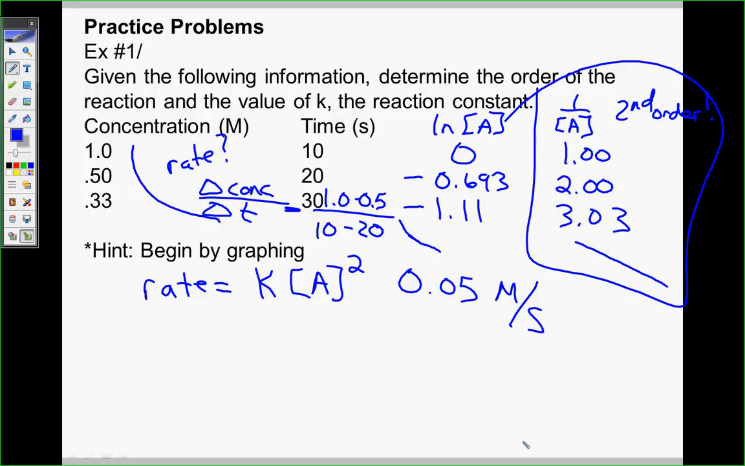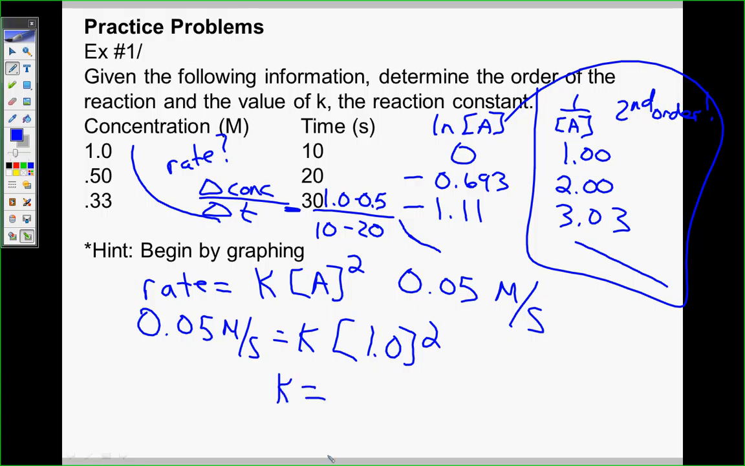Now can we solve for this? Yeah. What do I need to do? What do you want to use? One? Yeah, makes it easy. 0.05 liters per mole. What is the answer going to be? Liters per mole second. Does everybody agree with that? Second order? Yeah. I like it. What else do we have to do? The reaction constant. We did that. The value of k. What are we going to have to do?